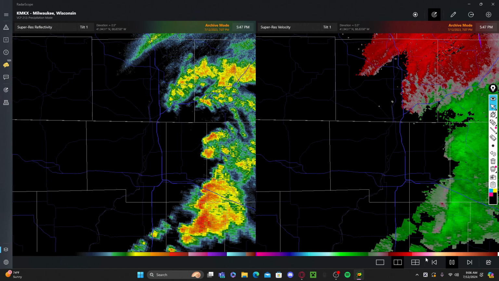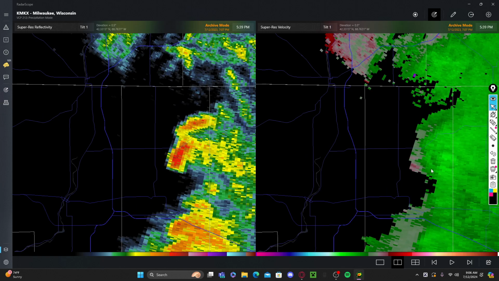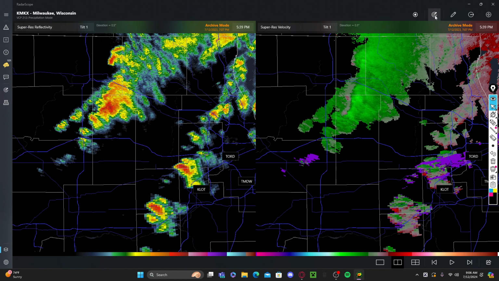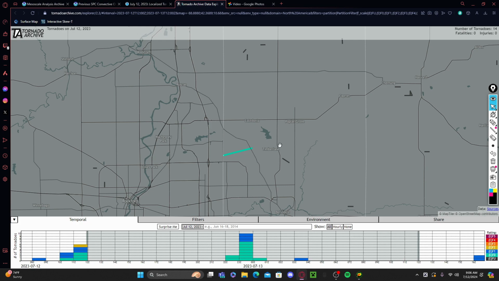See a little more rotation here, if you look back into that last frame. This is after it's died out, but you can see the rotation a lot better from this radar here in Wisconsin. I'm going to keep looking at the rest of the tornadoes now.